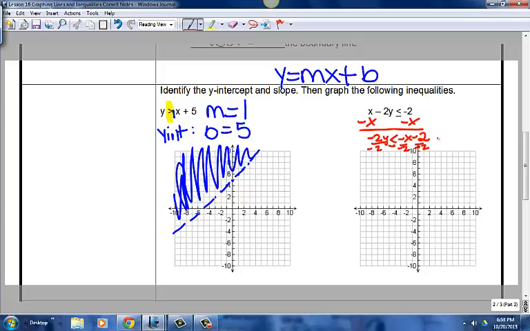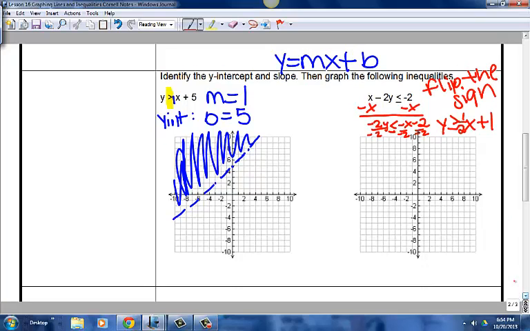Remember, when you divide or multiply by a negative number in inequalities, you've got to flip the sign. So my inequality is going to be y, and instead of less than, remember it's now going to be greater than or equal to negative 1x divided by negative 2, which is just 1/2 x plus 1. Negative 2 divided by negative 2 is a positive 1. So now I have that my slope, or m, is 1/2, and my y-intercept is 1.